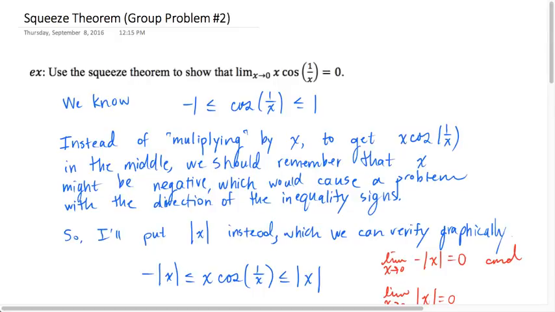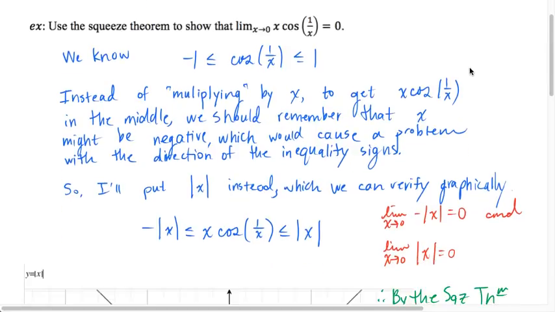In this video, we're going to look at this assignment that was over the squeeze theorem. So we want to show that the limit as x approaches 0 of x times cosine of 1 over x equals 0. Now you have to start with an inequality that you know to be true. So we know that cosine of anything is between -1 and 1.